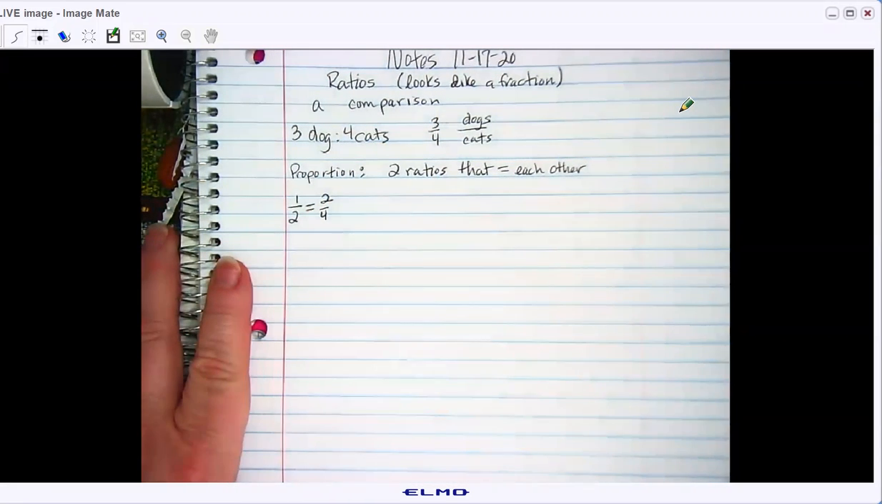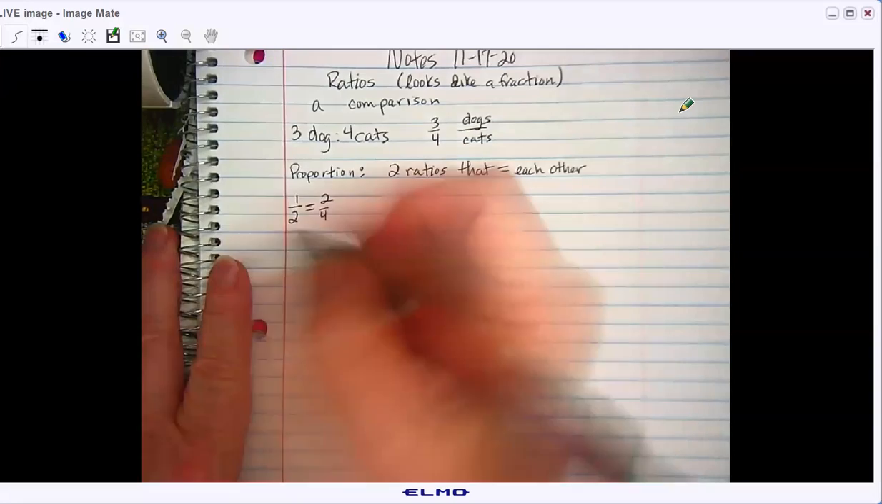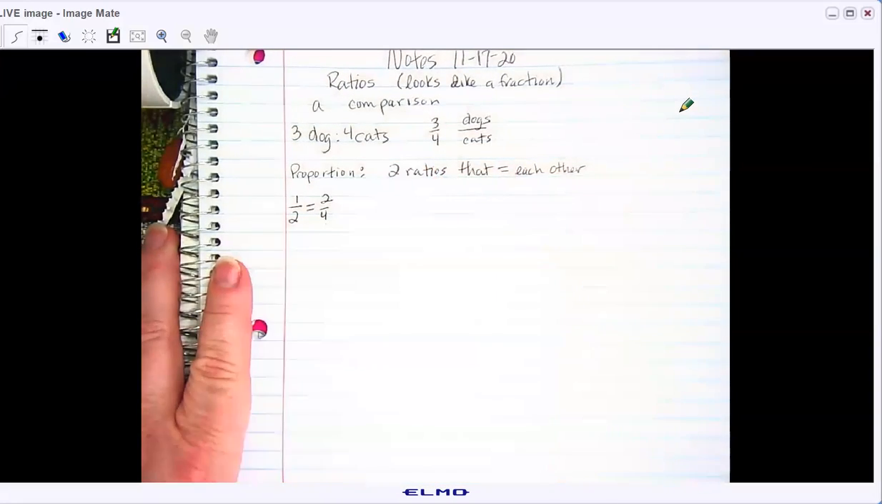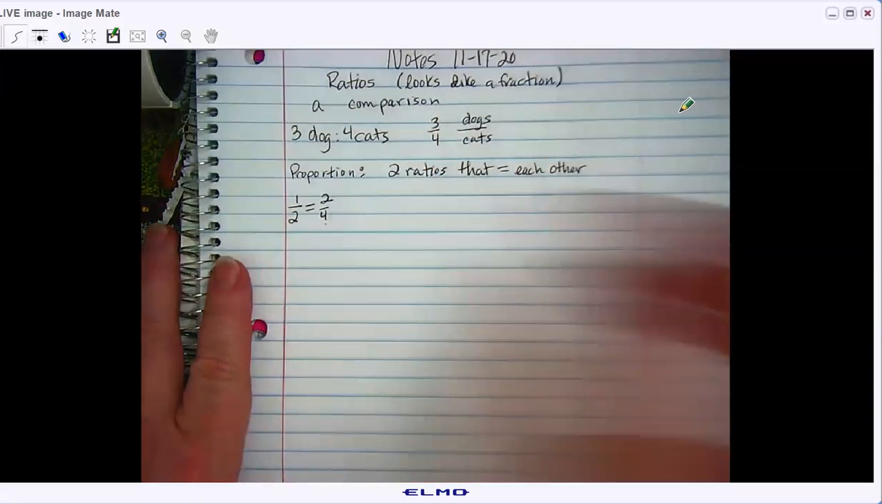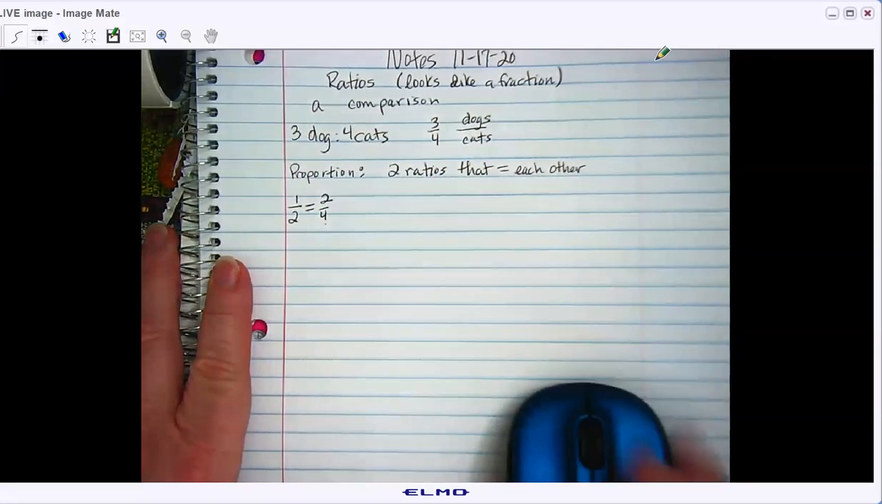How do we know that's true? Give me an idea. What do you think? Because if you simplify 2/4, you get 1/2. Okay, good. I can simplify this. I can divide 2/4 by 2, and I get 1/2.